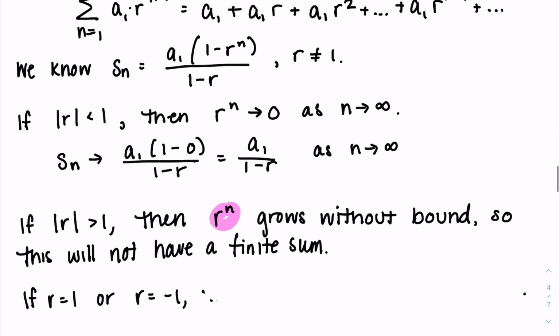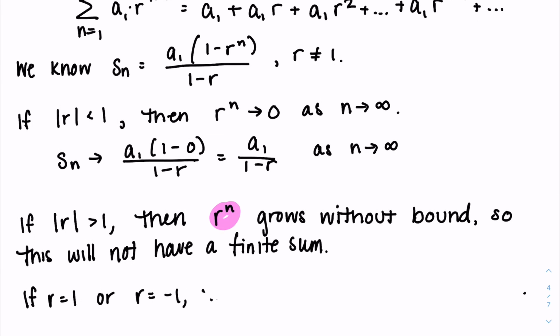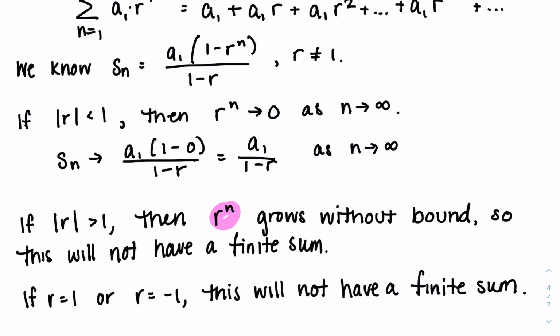If your common ratio is 1 or -1, the same thing's going to happen. It's not going to have a finite sum. Because really, if your common ratio is 1 and your first term is 2, you're going to add up 2 over and over and over again. That's not going to be something finite, so you can't do it.